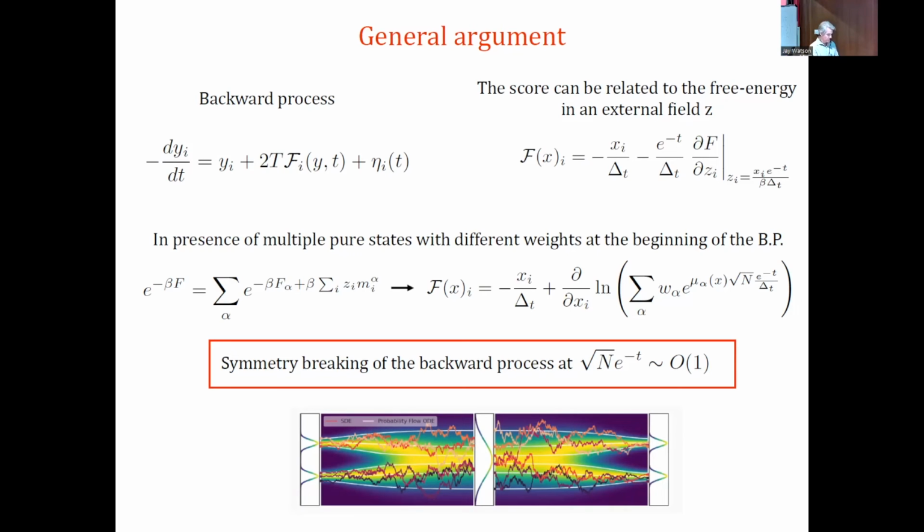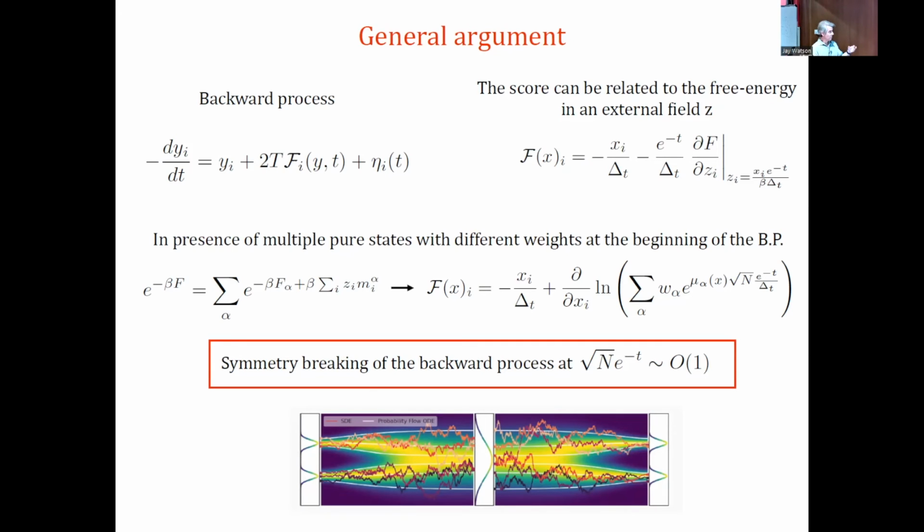Now, why this is helpful is because now if we study a case in which we have symmetry breaking and we have weights which are slightly different between one phase and the other, and we are at the very beginning of the backward process. So the external magnetic field is very small, you see, because there is this exponential minus t, and t is very large. So we can actually write the exponential minus t directly like a sum over the different pure states that you have.